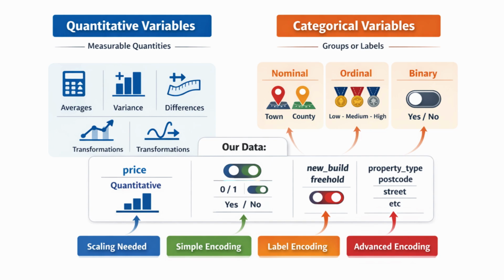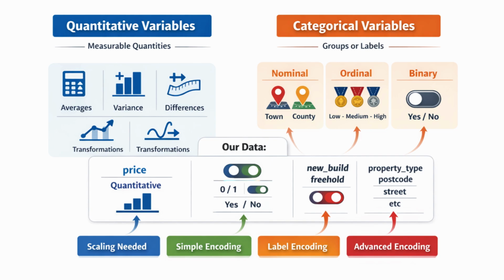Types of categorical variables. Categorical variables can be divided into three major types: nominal, ordinal, and binary. Let's go through each. Nominal variables. Nominal variables are categories without any inherent order. Examples: town, county. There is no ranking between categories. London is not mathematically greater than Manchester. They are simply labels. In our housing dataset, town, district, county, postcode, street, and property_type are nominal categorical variables.